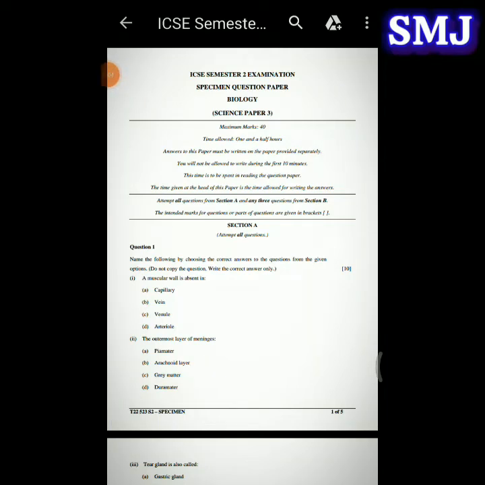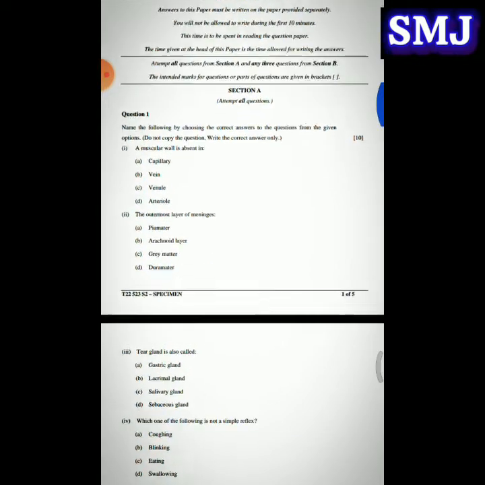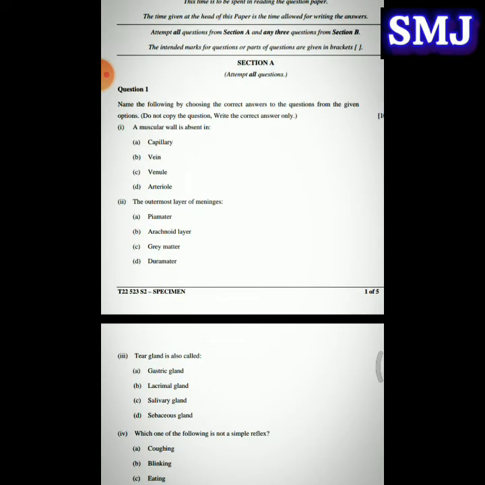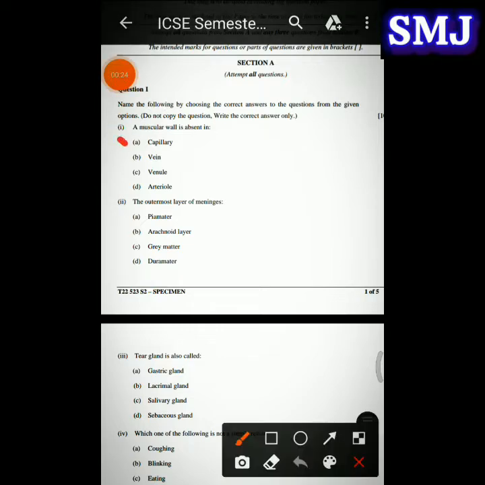In this video, we are gonna solve the ICSE Class 10 Semester 2 Specimen Question Paper of Biology. So let's get started. Here, the first question is, a muscular wall is absent in. Options are capillary, vein, venule and arteriole. So the correct answer is capillary.